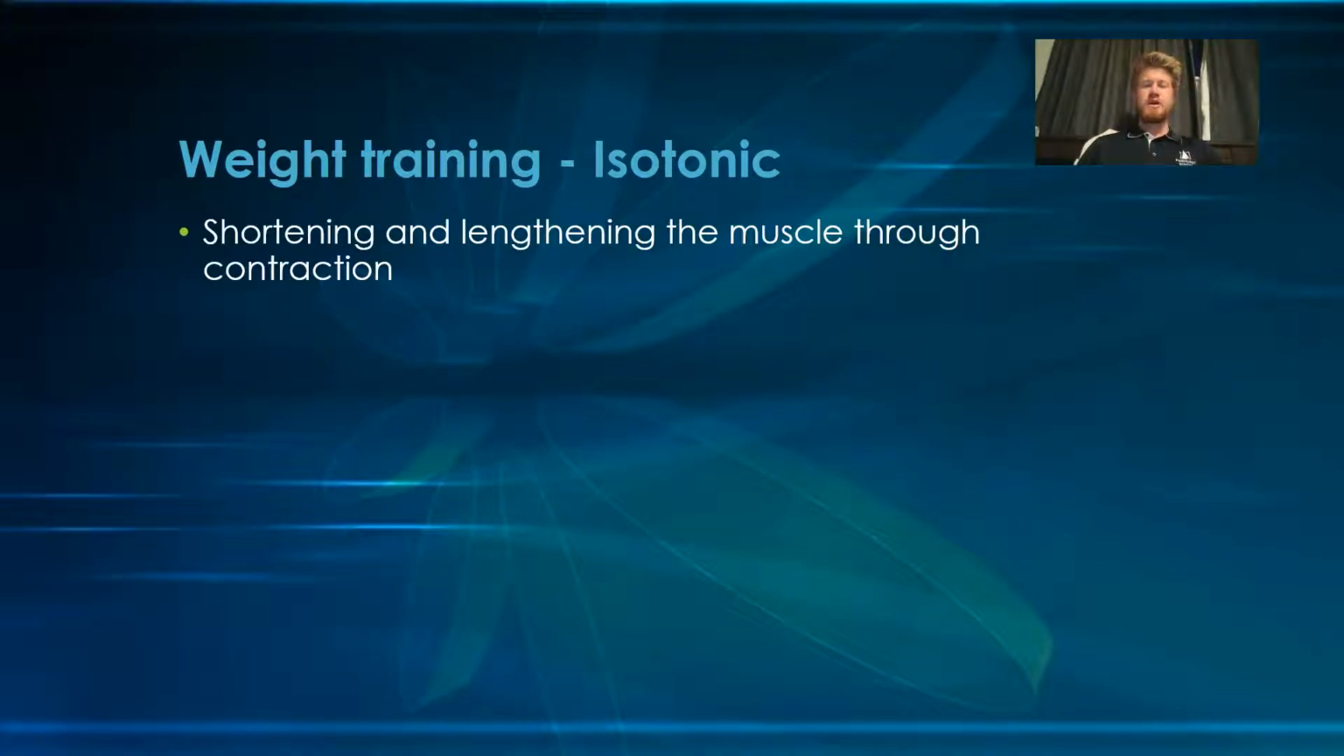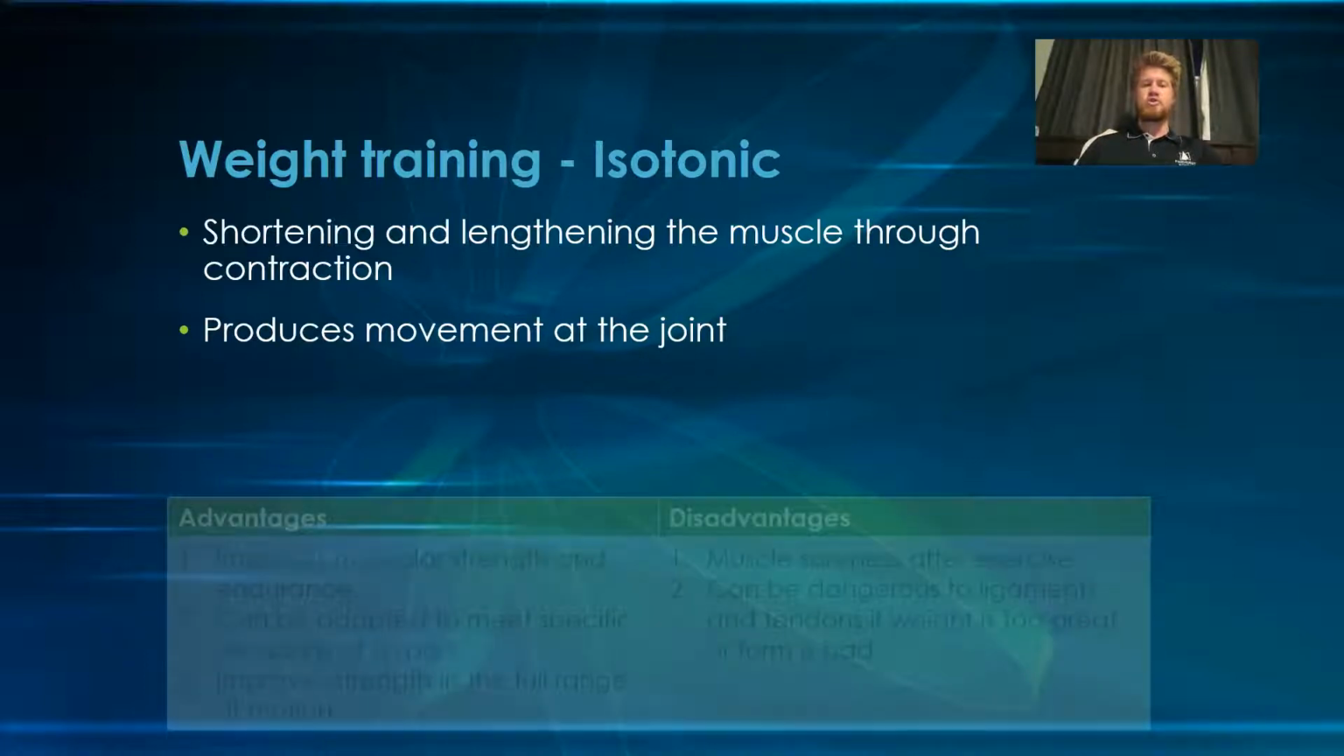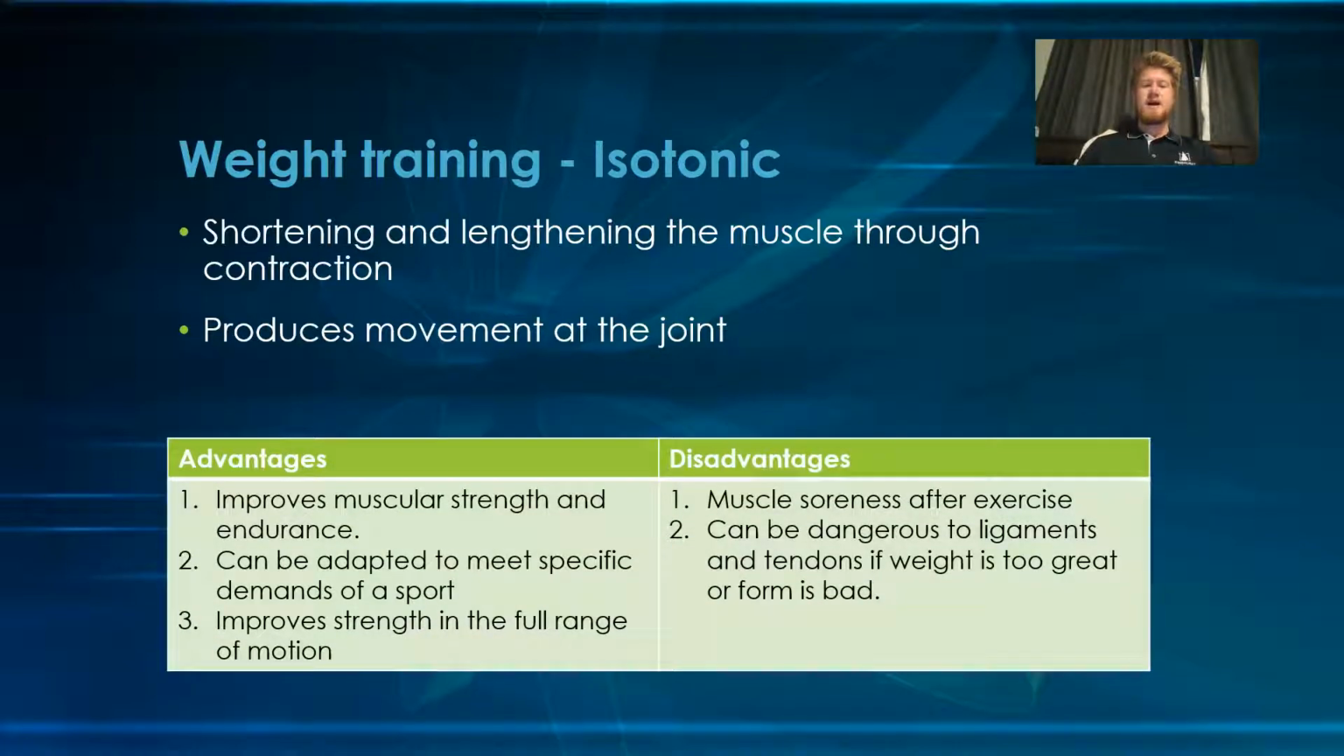Weight training. So here's isotonic weight training. This is probably more what you know of as weight training. So sort of doing bicep curls and stuff, but basically it's shortening and lengthening the muscle through contraction. It produces movement at the joint. Advantages of that are it improves muscular strength and endurance.